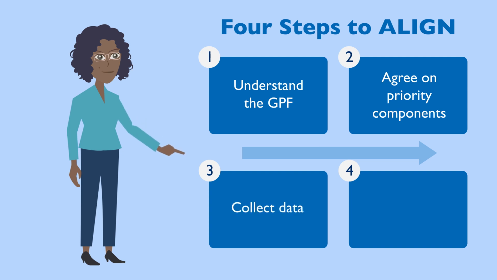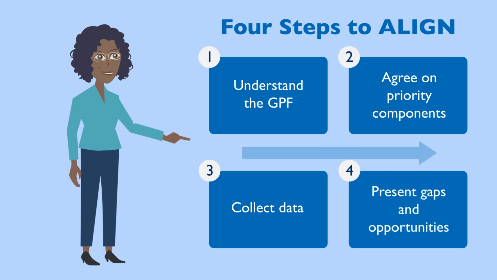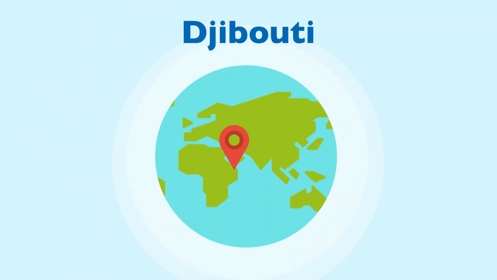Third, collect data to understand how the selected components align to the GPF and each other. This work is the main portion of the Align process. Finally, the Align team presents the gaps and opportunities identified through the process to the essential decision makers. Let's look at a specific case from Djibouti.